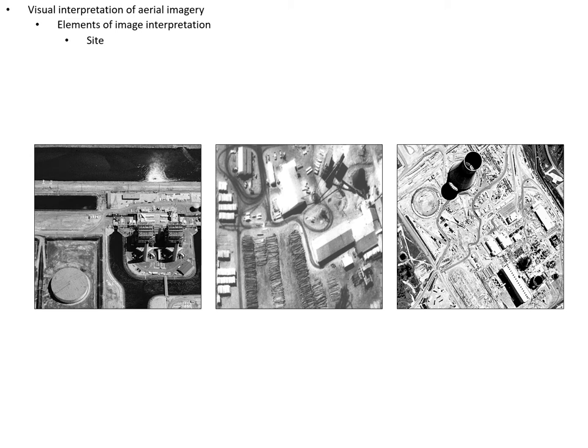Site example I talked about earlier. So these are all power plants. To the left, the circular object in the lower left is an oil storage tank. So we pretty much know what that is. This is an oil burning power plant.